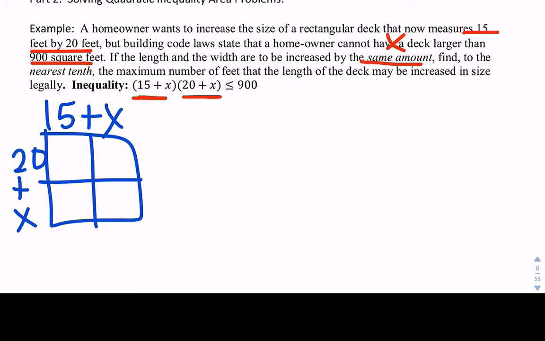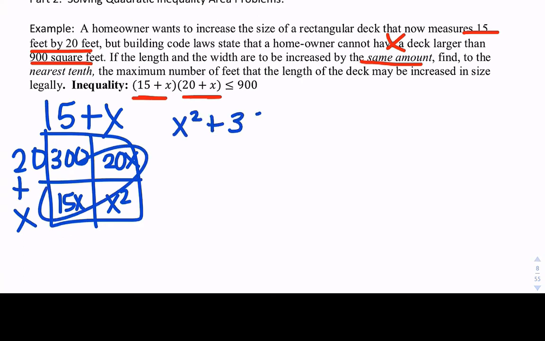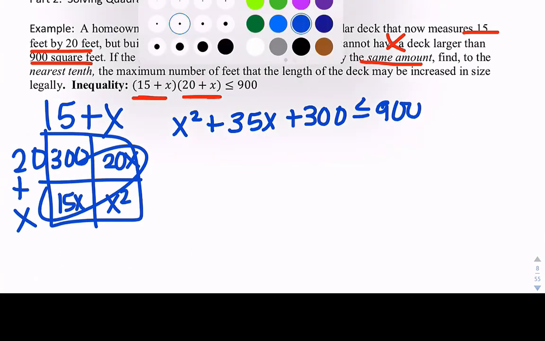And if we do that, we get 15 times 20 is 300. We have 20x here, we got 15x here, and we have an x squared here. So if I write that in standard form, it's x squared plus 35x plus 300. We want to know when is that less than or equal to 900. So now this looks more like a problem that we've done the last 2 days.